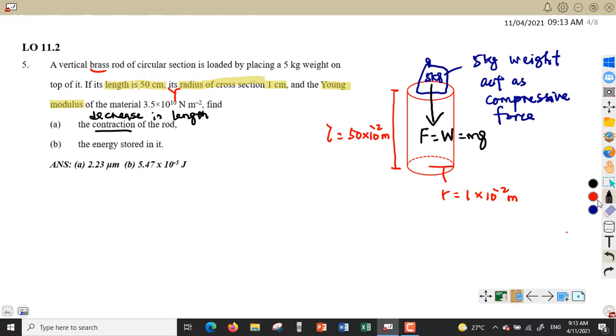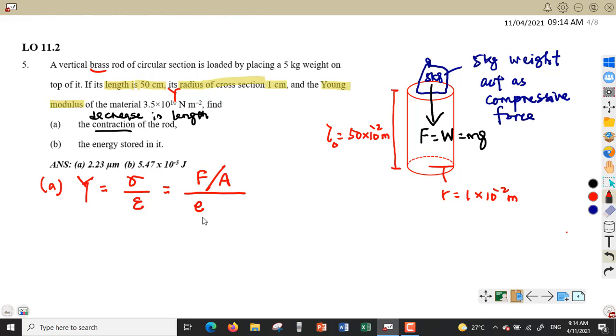Since we are given the original length, the original length teacher put as L0. Then we know the compressive force. We are given the Young modulus. So I can use the equation for Young modulus to solve the question. Young modulus is stress over strain. Stress is force over area. Strain is the contraction here, the decrease in length.